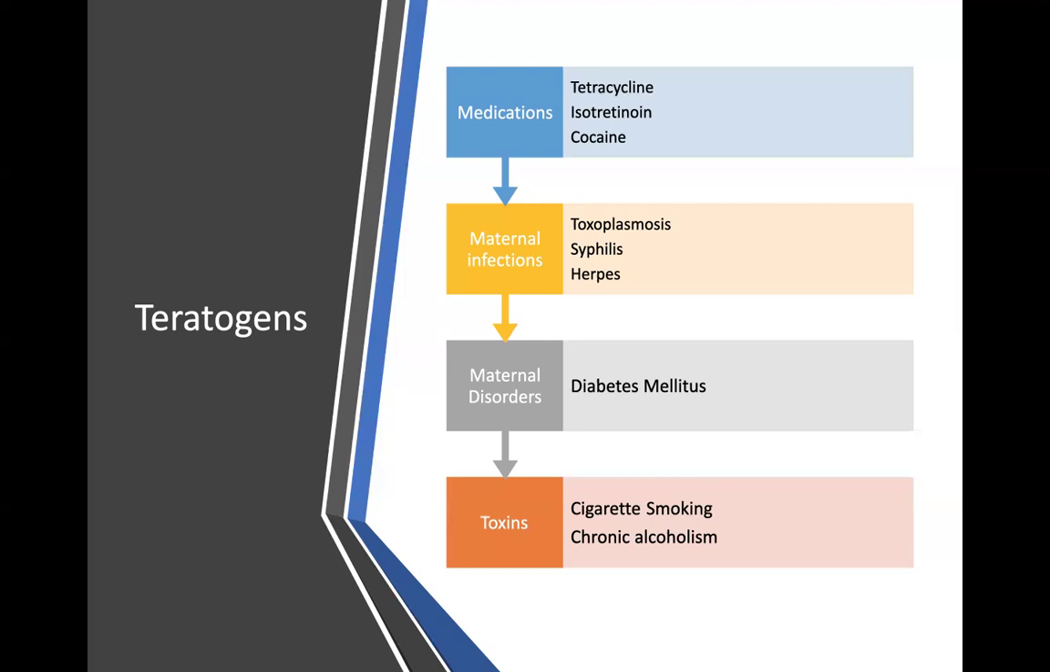Then you have toxins, which include cigarette smoking and chronic alcoholism. With cigarettes, it can cause pregnancy loss as well as low birth weight. And then chronic alcoholism can cause growth and developmental dysfunction, microcephaly, and craniofacial dysmorphism. A very common disease is also fetal alcohol syndrome in kids that are born.